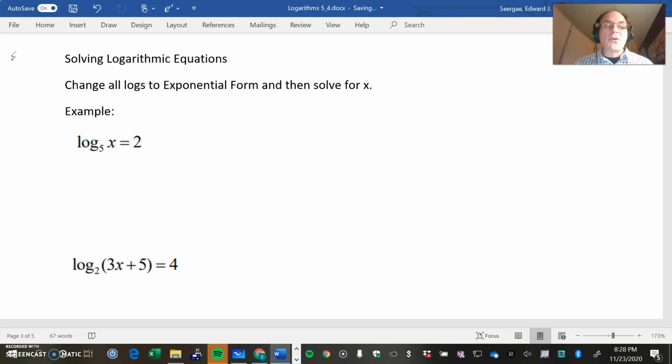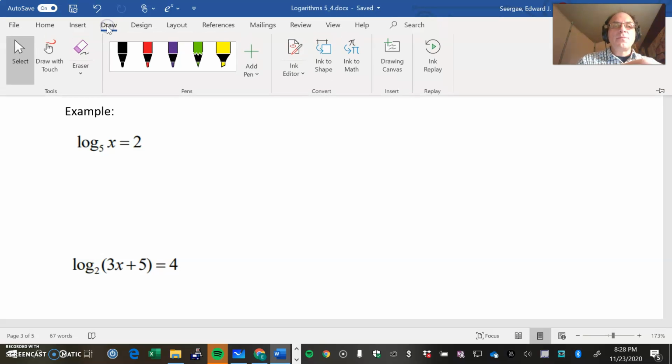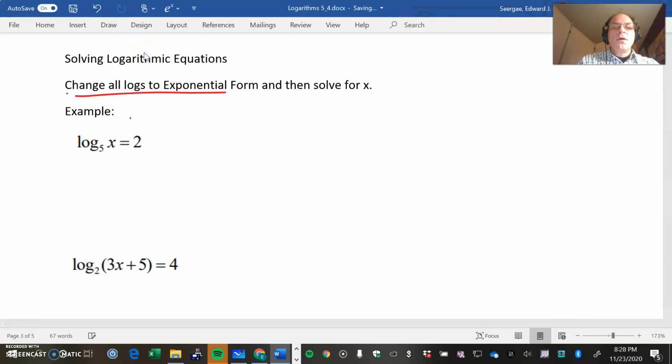All right, next thing we're going to do is learn how to solve logarithmic equations. That means if we have a logarithm with a variable in it, we're going to solve these by changing them all to exponential form. And that's our approach. So if I want to solve for these, I can solve for the exponential. So the first thing I'm going to do is I'm going to just simply rewrite this as an exponential.